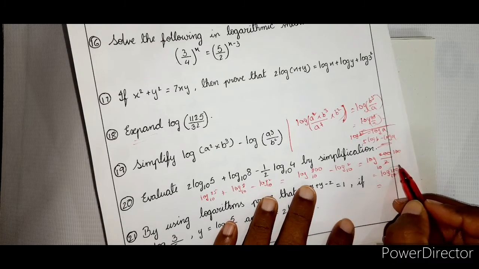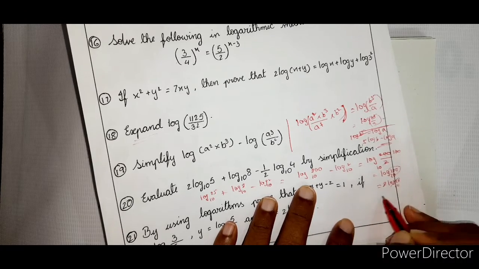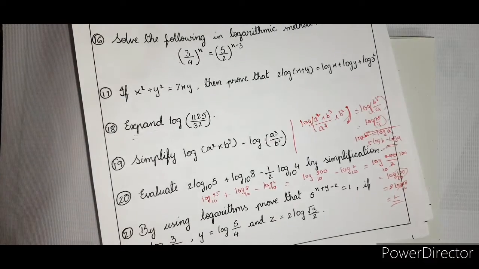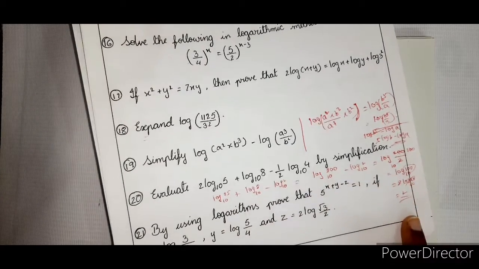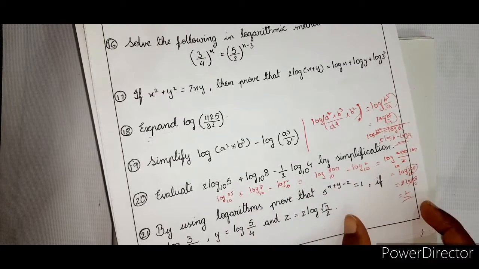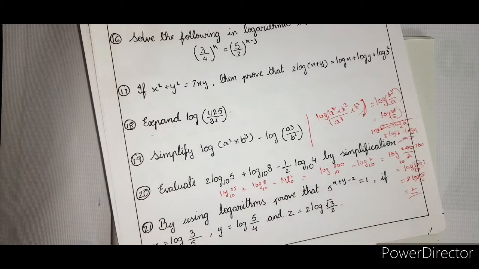Log 100 can be written as 10 square. So 2 log 10 base 10. So that is equal to 2, right? Such questions will be asked for 1 mark, direct simplifications. So there is no need of writing so many steps, because you have to understand I am writing all that. Once you start practicing, you can do it directly.